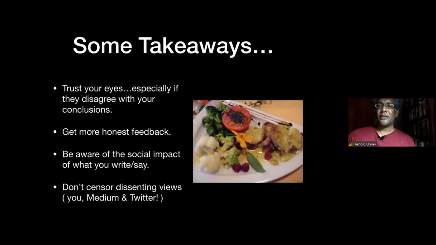So some takeaways. The first one is trust your eyes, especially if they disagree with your conclusions. Get more honest feedback. Whenever you write an article about data science, get honest feedback from people who oppose your view. Also be aware of the social impact of what you write, what you do, or what you say. This article was actually widely publicized for quite a while on Twitter and other places, on Medium, for example, right? And it still lives on in Twitter through links. And it's actually caused people to think, it's okay, just go out and circumvent social distancing.